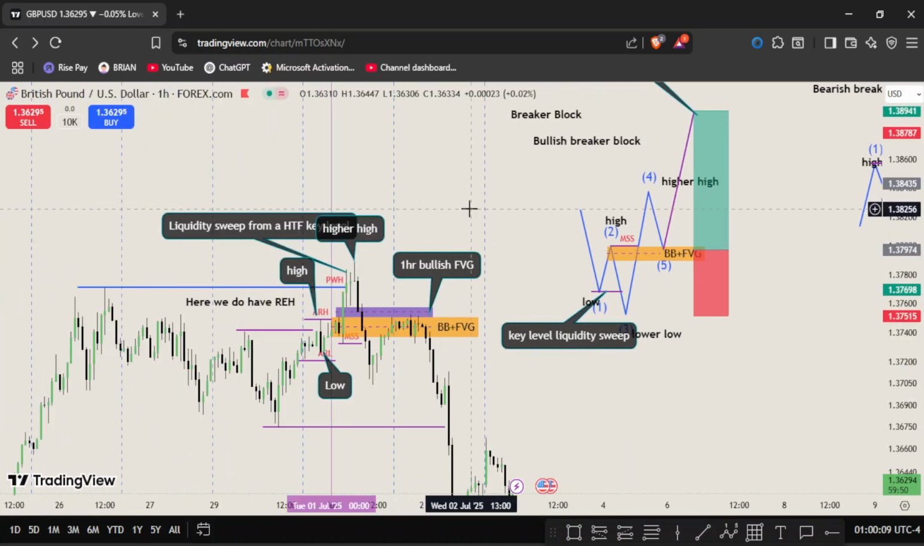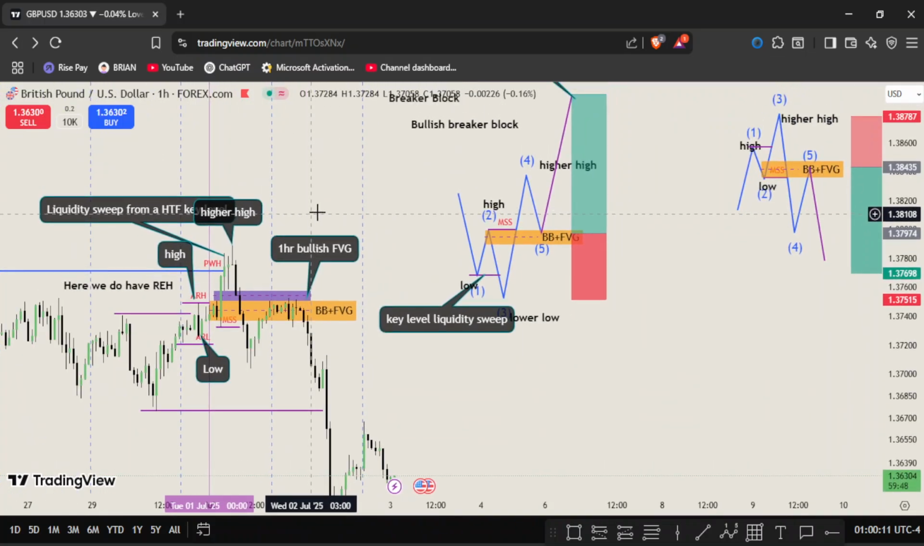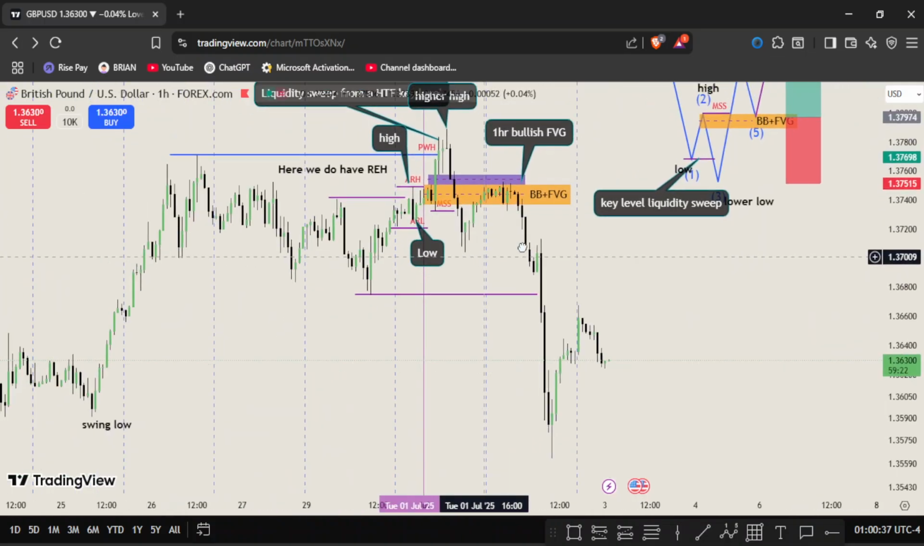Let me compress this for you guys. This is number 1, this level is number 1. I'm explaining this bearish breaker. So low, it is this. You have a low here, then a new higher high, which is number 3 here. Then after a new higher high, we create this number 4, which gave us a market structure shift.